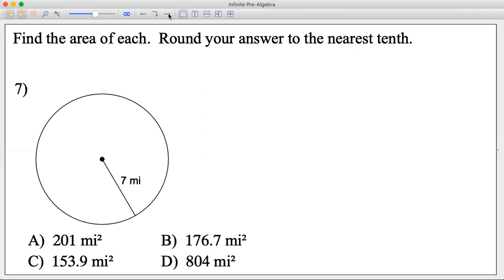Exactly. They're going to use 3.1415927524, blah, blah, blah, right? We're going to multiply with 3.14 if it's even required.